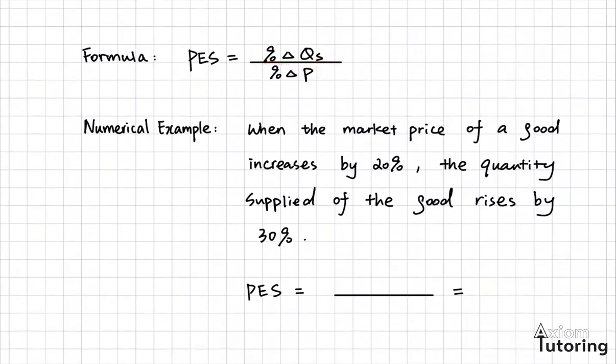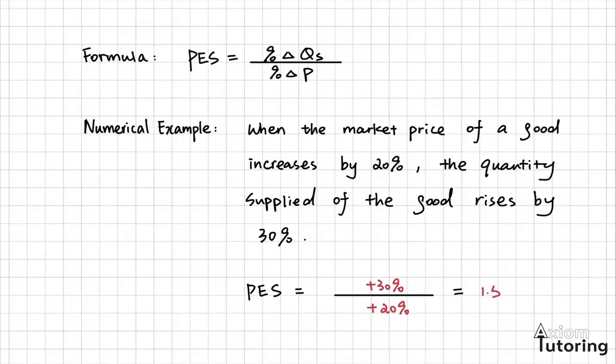Let's do a quick numerical example. Suppose the price of a product rises from £10 to £12 each. That's a 20% increase in the price. And quantity supplied rises from 100 units to 130 units. That's a 30% increase in quantity supplied. So PES is positive 30% divided by positive 20%.